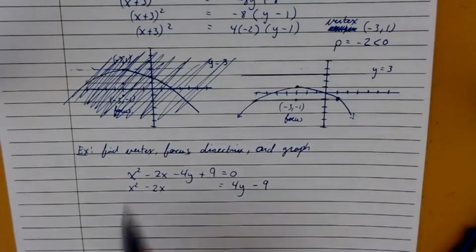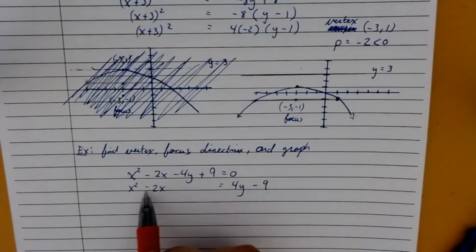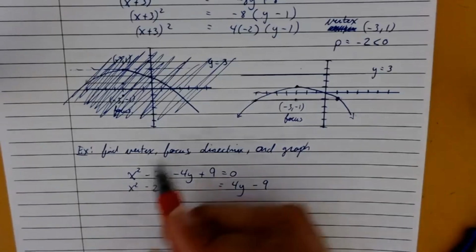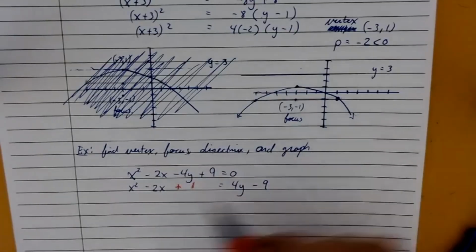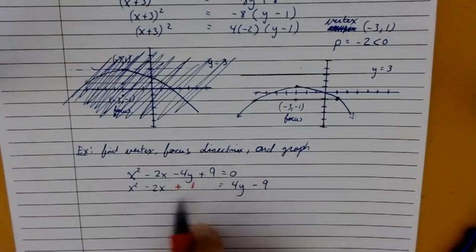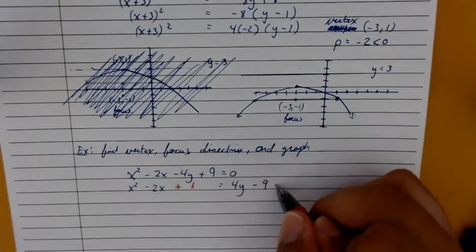We're going to now complete the square. There's no leading coefficient to factor out, so we don't worry about that. We're going to take this number, half, and then square. Half of negative 2 is negative 1. And if you square negative 1, you get a positive 1. And since that's a new number, whatever you add to one side, you do the same thing on the other side.